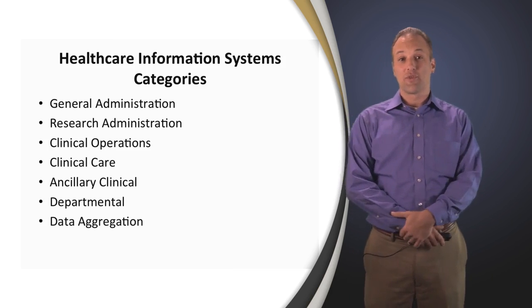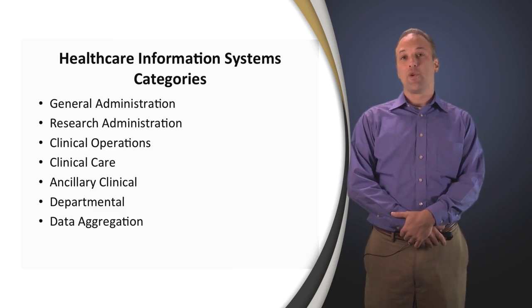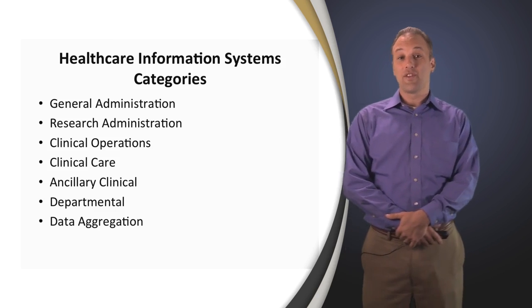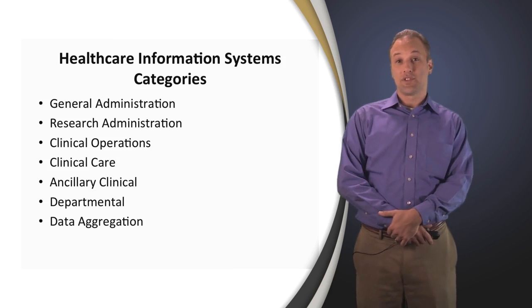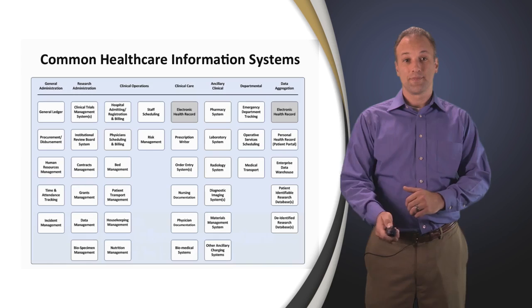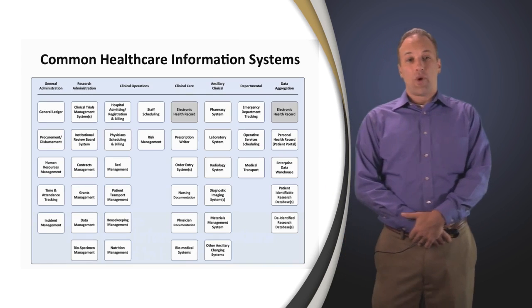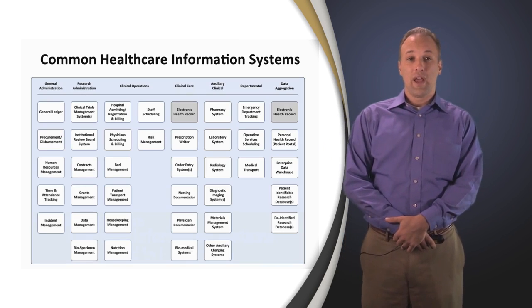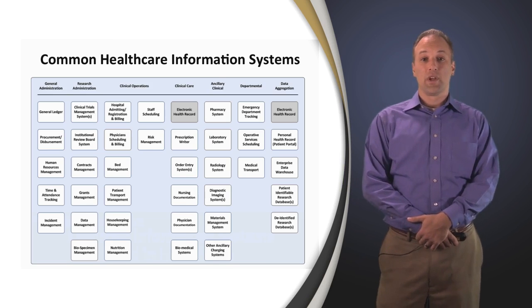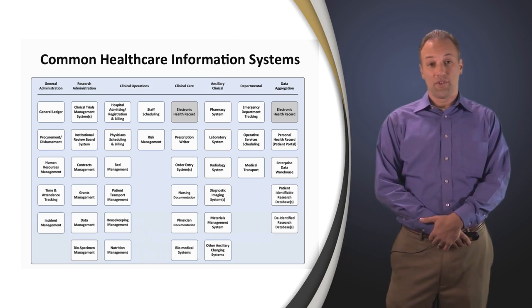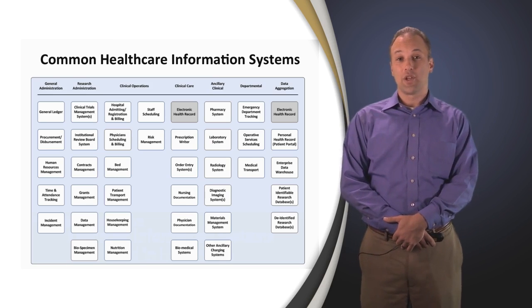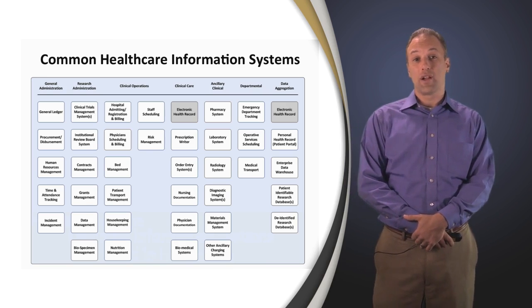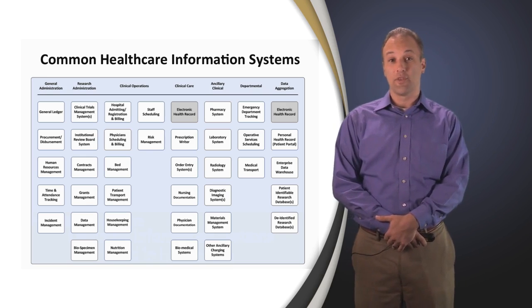We have information systems that are used for general administration, for research administration, clinical operations, clinical care. There are ancillary clinical systems, departmental systems, and data aggregation systems. This drawing is intended to depict many of the information systems that are commonly used in healthcare, organized by the category. You'll notice that one of the systems, the electronic health record system, actually appears in both categories because this system is used for direct clinical care as well as it is considered an aggregation system.